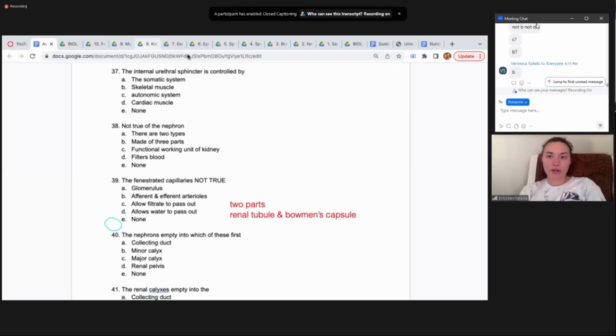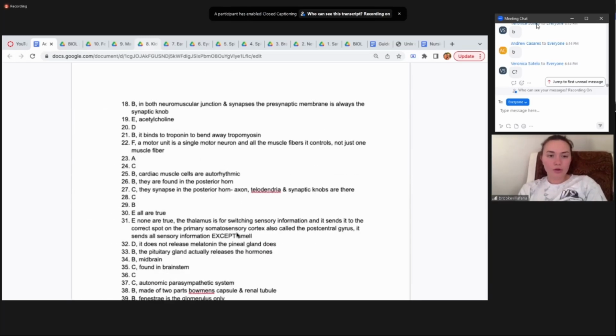Okay, question 39. The fenestrated capillaries. Which of these is not true about the fenestrated capillaries? Are they part of the glomerulus? Are they afferent and efferent arterioles? Allow filtrate to pass out, allow water to pass out. It's kind of an odd question. I don't know exactly. It's kind of a weird one.